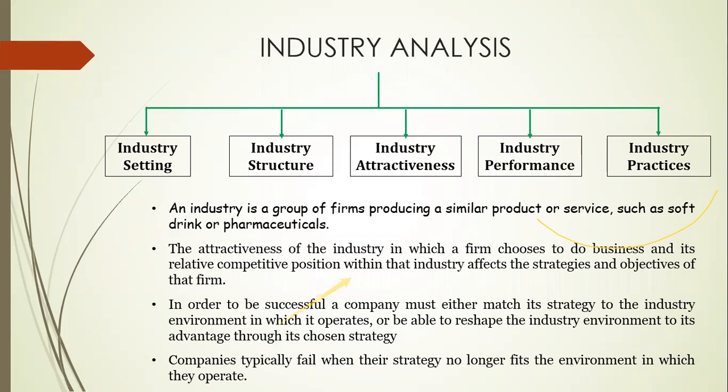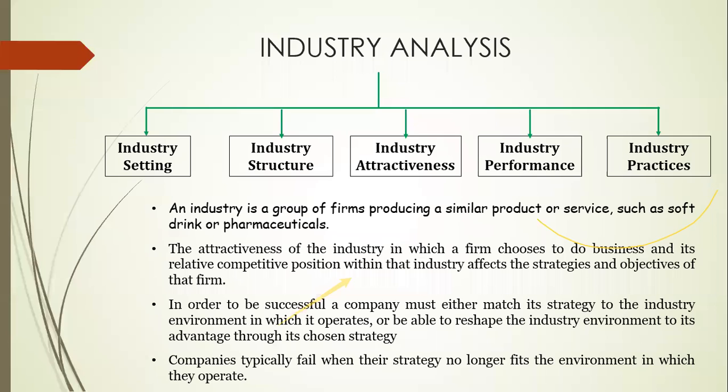And the attractiveness of an industry in which a firm chooses to do business and its relative competitive position within that industry affect the strategies and objectives of the firm. Okay. So this is what we'll have to understand. The attractiveness of the industry where an organization has decided to do business, and similarly, what is the competitive position in that particular industry, these things affect which particular objectives we formulate. Similarly, these affect which particular strategies we are formulating, right? So these particular things are going to have an impact.